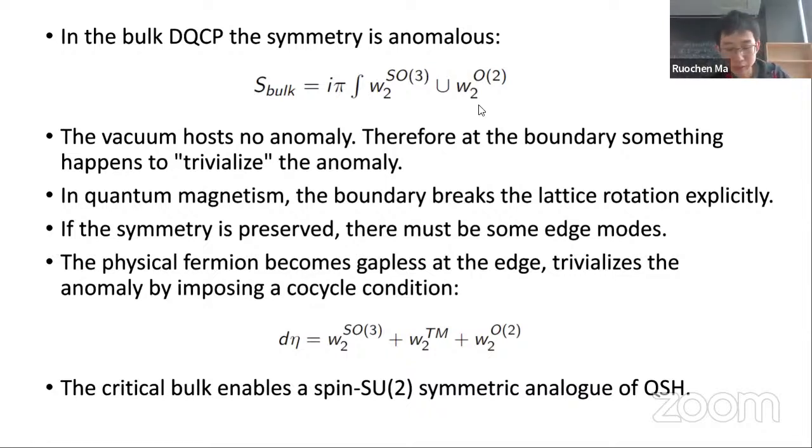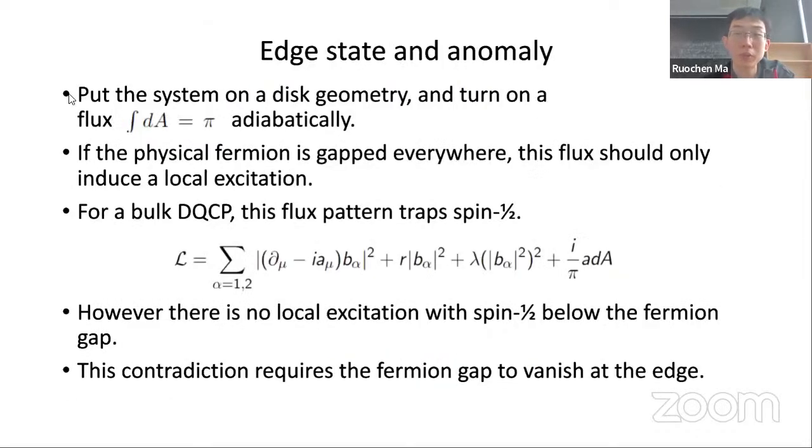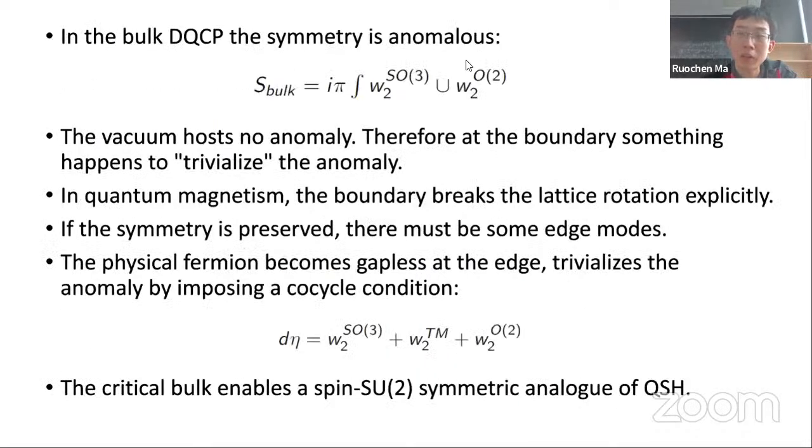So the physical meaning of this topological action is quite clear. You may imagine a pi flux of this U1 gauge field. So this part gives you 1. And you will find that it carries a spin doublet. It is a spin-a-half. This is the physical meaning of this topological term. And this should be considered as the topological term of the bulk SPT of this deconfined quantum critical point.